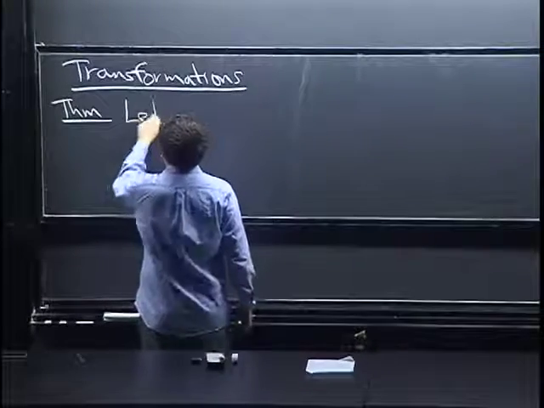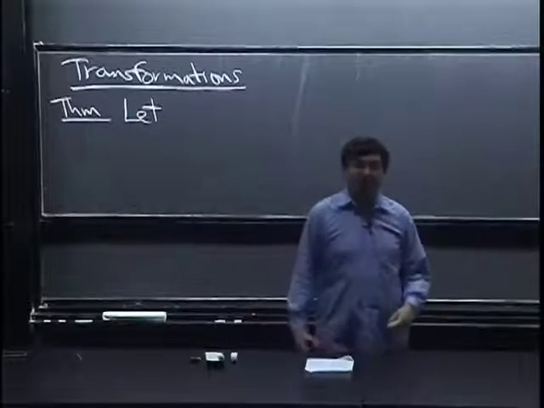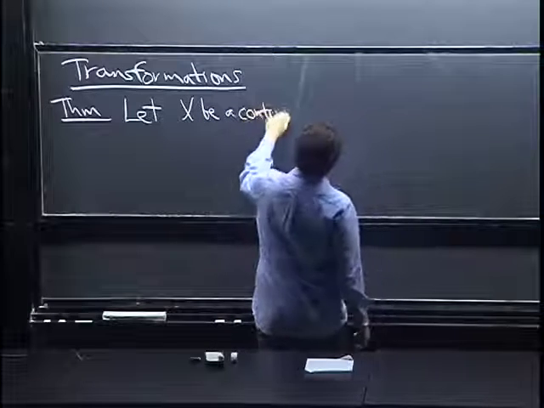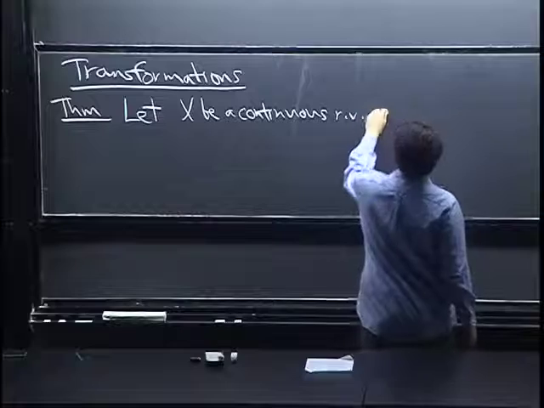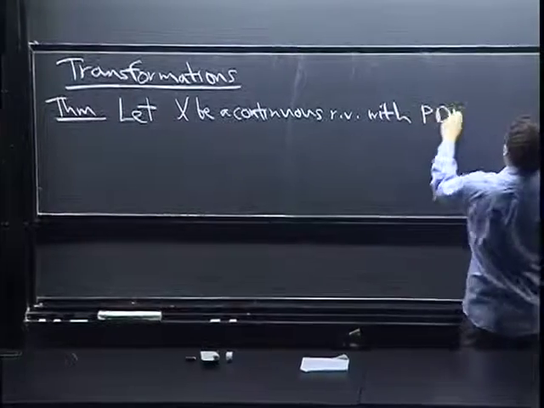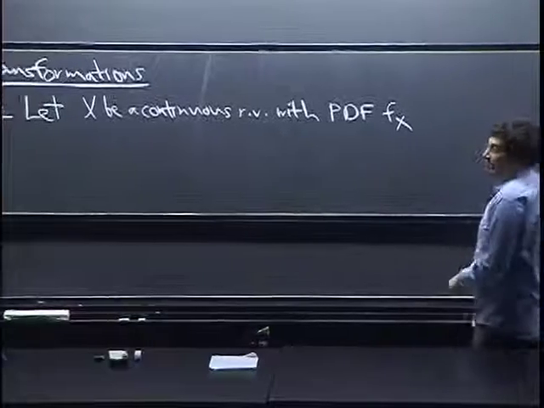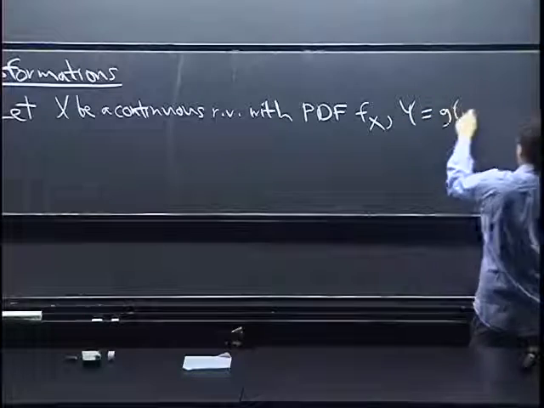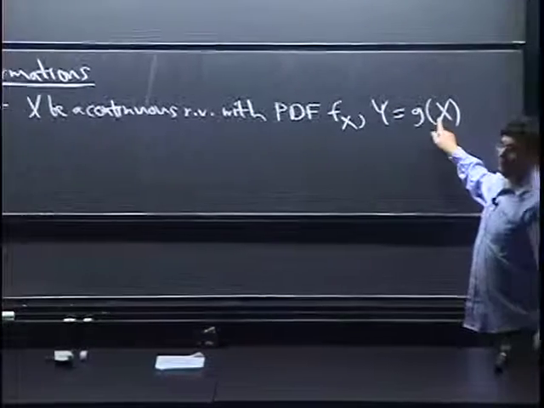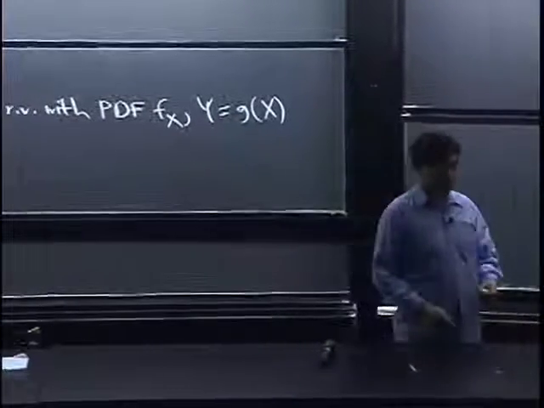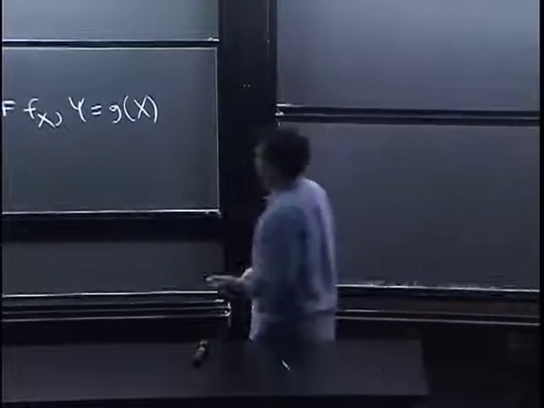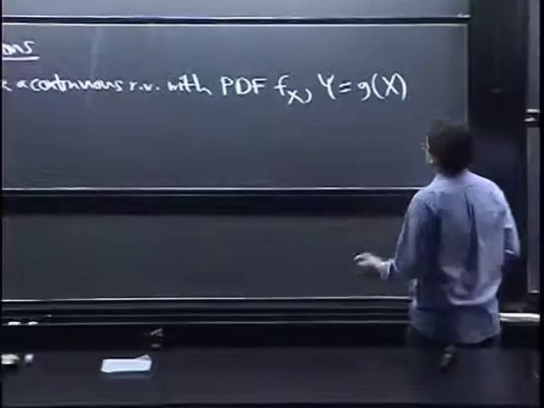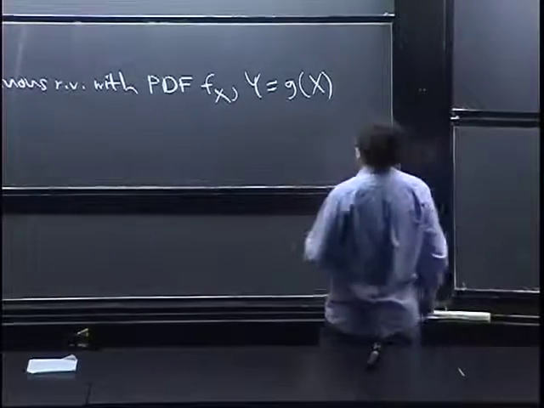It's more interesting in the continuous case, so I'm going to state this for continuous random variables. Let X be a continuous random variable with PDF, let's say f sub X, and let Y equal g of X. So we're transforming from X to Y by applying some function g. Then we need to make some assumptions on g. If g is a really nasty function, then this may not work out very well. LOTUS will still be true, but that doesn't give us the distribution.